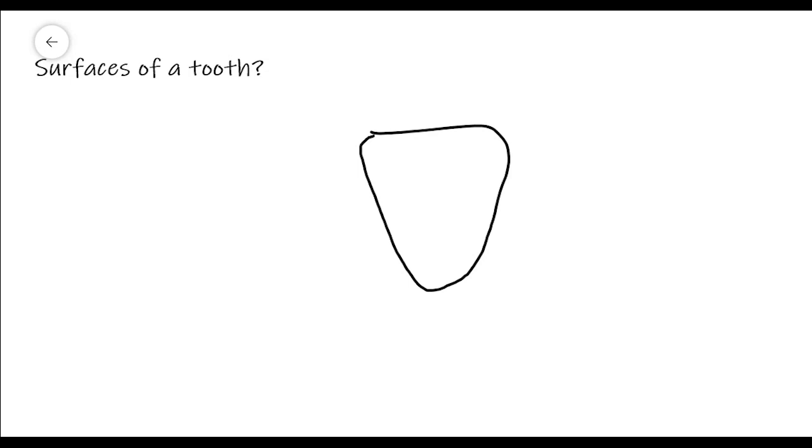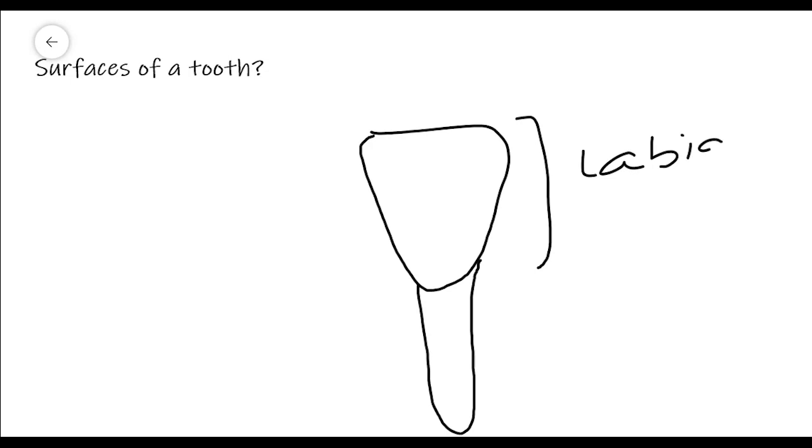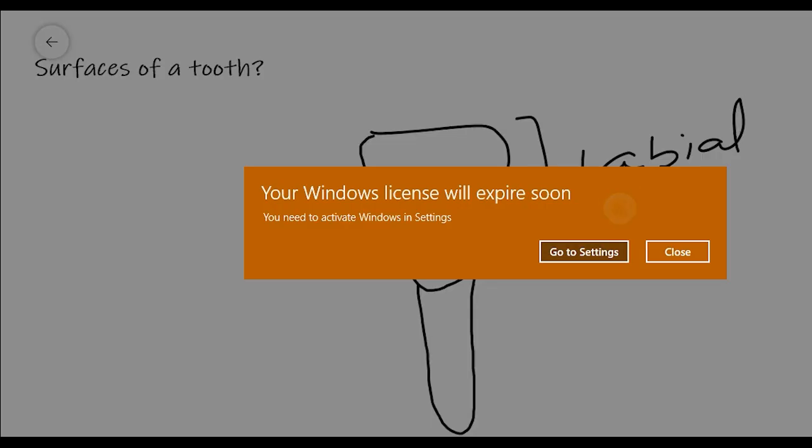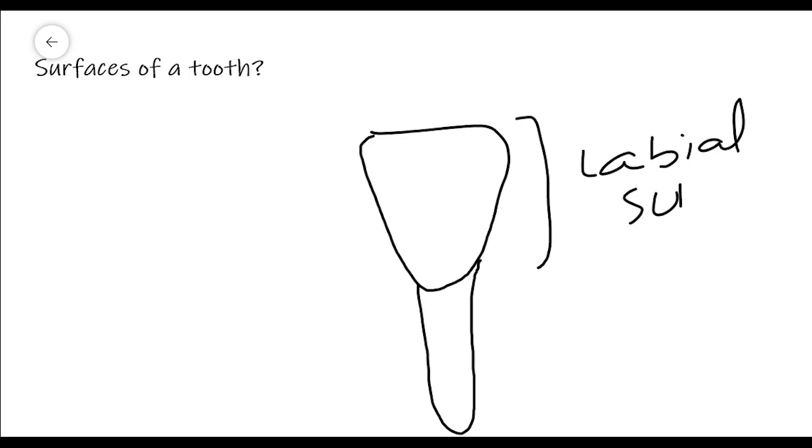Let's suppose this is an incisor. Okay. Now when you are viewing the incisor from the front, like this view, this view is called the labial view. Labial view or labial surface. This is when you're viewing the tooth from the front. This is known as the labial surface.